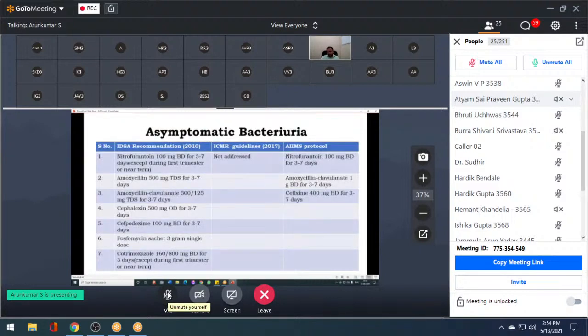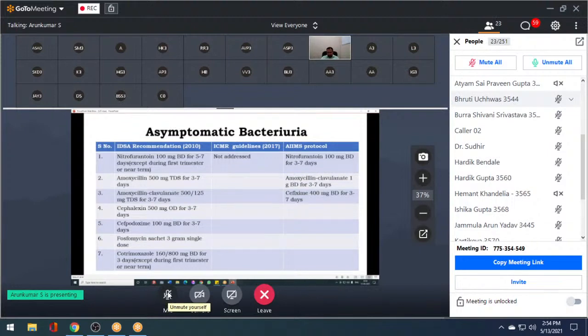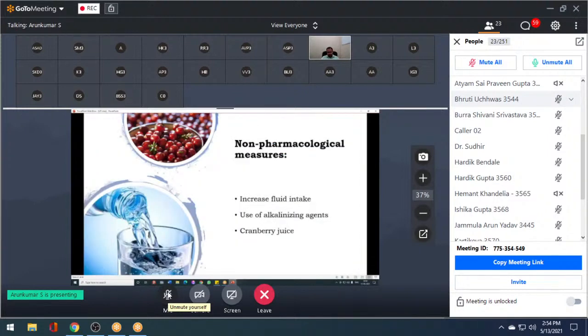So how do you treat it? So basically the guidelines vary. I've just taken the guidelines of the Infectious Diseases Society of America, IDSA, ICMR, and the AIIMS antimicrobial guidelines. In general, what is needed is either nitrofurantoin 100 mg twice a day, amoxicillin or amoxiclav, or cefixime for a period of 3 to 7 days. The ICMR guidelines do not deal with asymptomatic bacteriuria per se.